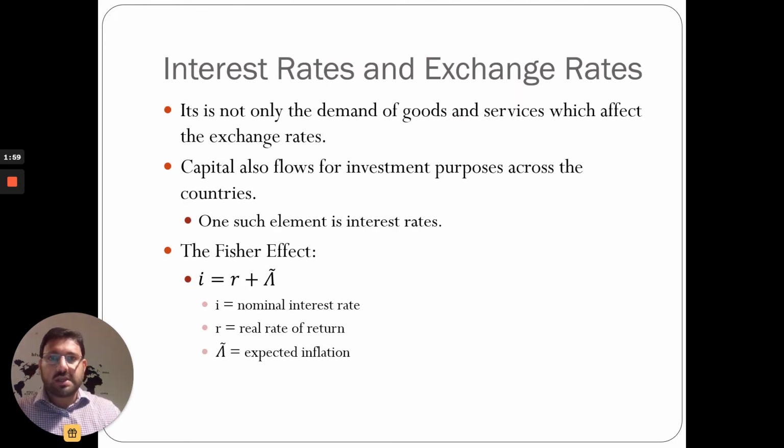So let's first understand the relationship between the inflation and the interest rate. When we link the inflation with the interest rate, we come to the concept of Fisher effect. So the Fisher effect says that the nominal interest rate is the sum of the real rate of return and the expected inflation in any country.